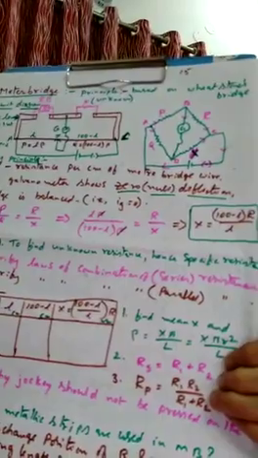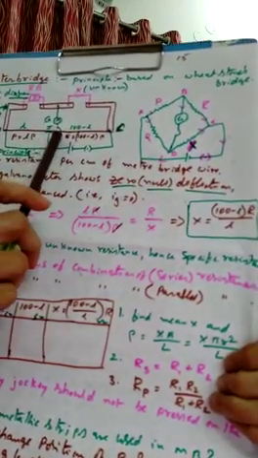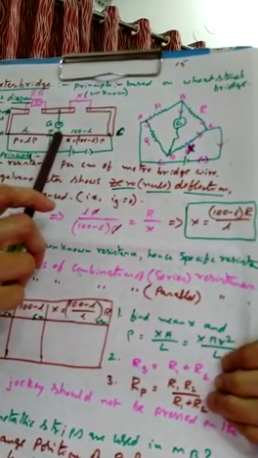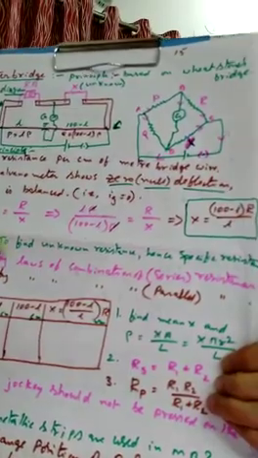How do you get readings? When we slide the jockey from the left-hand side like this, at a particular point, at a particular length of the wire, the galvanometer shows null deflection, that is zero deflection.